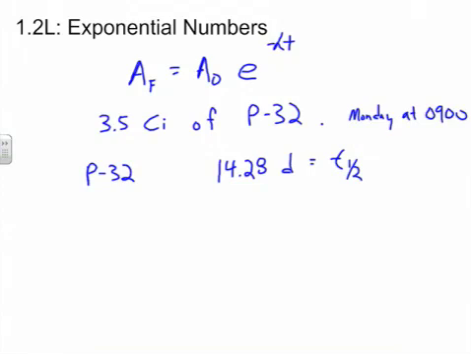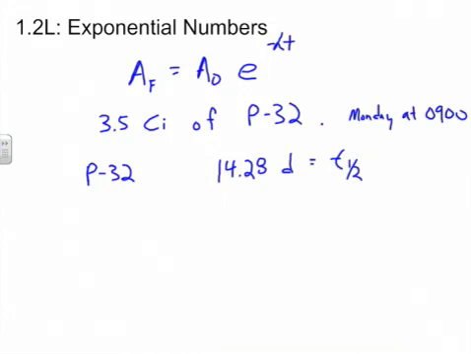The half-life is the time that's required for the radioisotope to decay to half of its initial amount. So basically in 2 weeks, if you have so many grams of this stuff, half of it's gone. Or if you have so many curies of it, in 14.28 days, you only have half of it left.